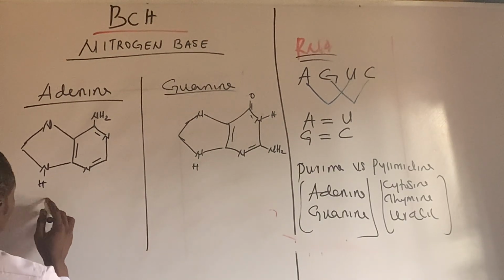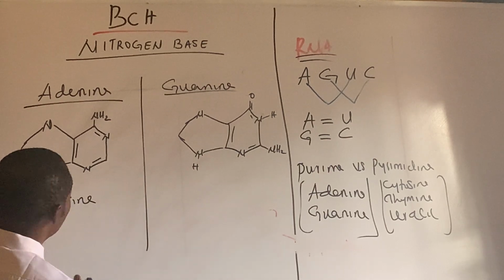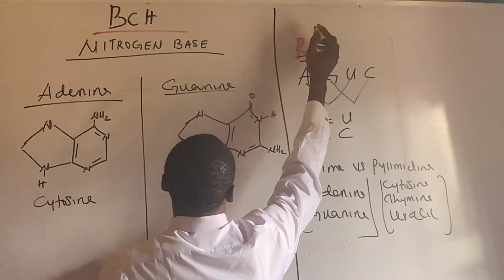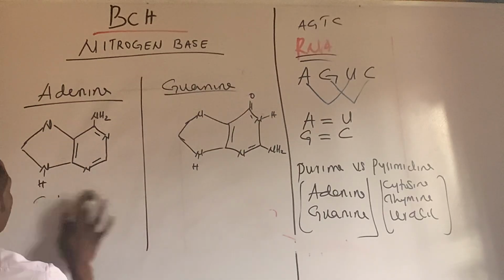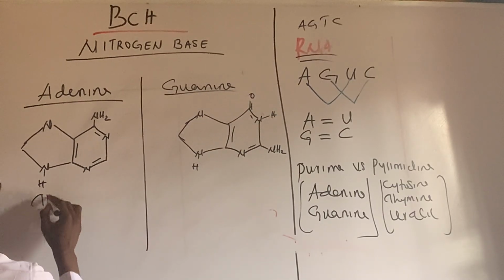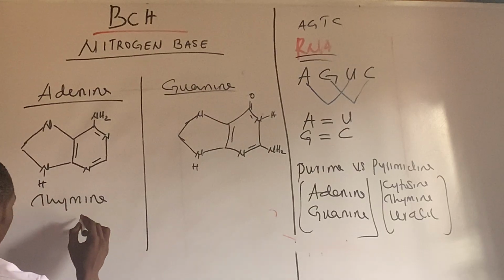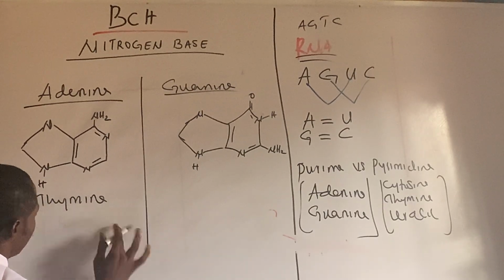What about the cytosine? For the cytosine, AGTC, remember? All right, the next thing should be the thymine. For the thymine, I have a structure like this. Let me manage my board. All right, not that too artistic.